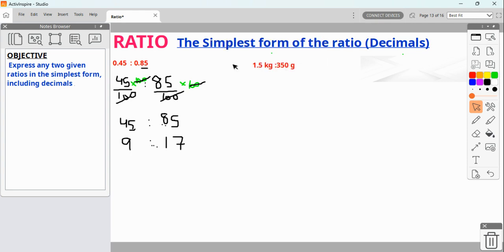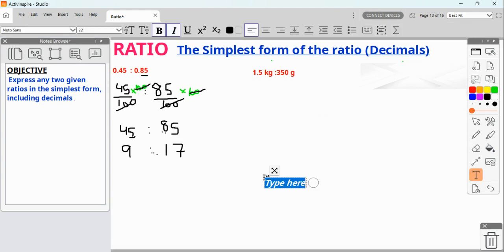Move to the next example. 1.5 kilogram ratio 350 gram. So we can see 1.5. This is the decimal part. But the units are also different. We have already learned in a previous video that if the units are different, first of all we have to make the units the same, then only we can solve it. So kilogram we can convert into gram. For converting kilogram into gram, we know very well 1 kilogram is equal to 1000 gram. And kilogram is the big unit and gram is the small unit.